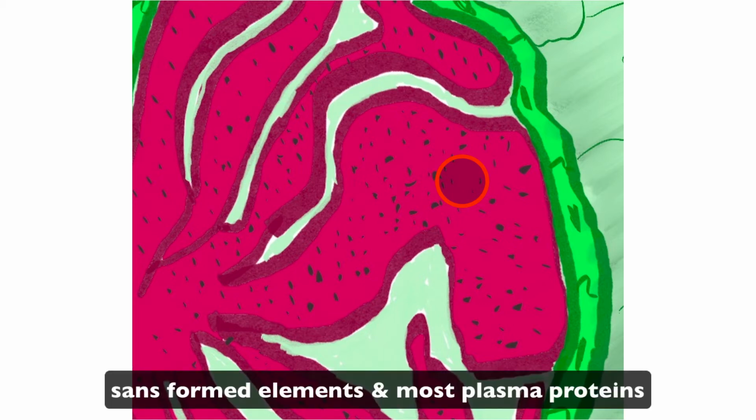So I want to say there are two mechanisms that prevent unwanted things from being filtered. And when I say unwanted things, we have discussed that everything from the blood gets filtered with the exception of the formed elements and most plasma proteins. So red blood cells should not be filtered. White blood cells should not be filtered. Platelets should not be filtered. And most plasma proteins should not be filtered. And that is prevented by the size of these molecules.